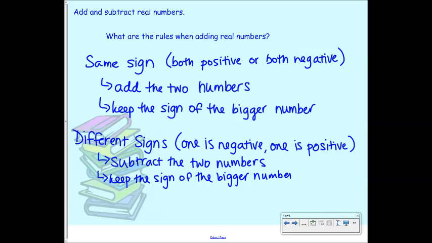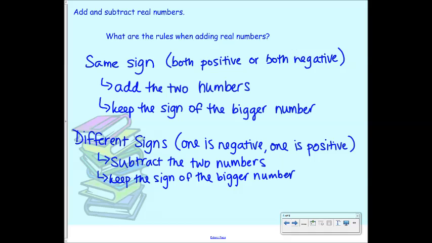All right. Remember that I will post these, so if you don't get the rules copied down, they'll be posted on Google Classroom, okay? All right, so basically, take a look at your problem. If they're the same sign, add them. If they're different signs, subtract them.